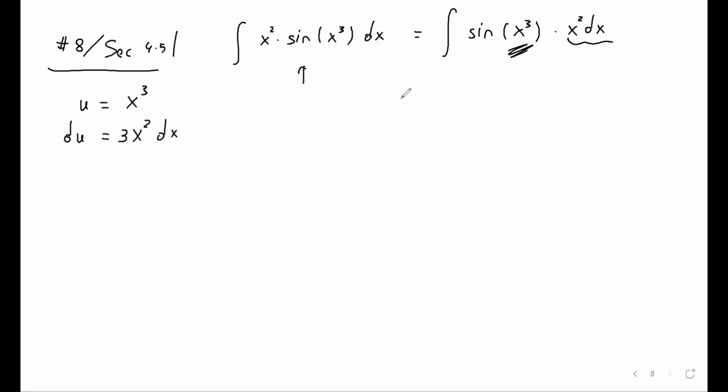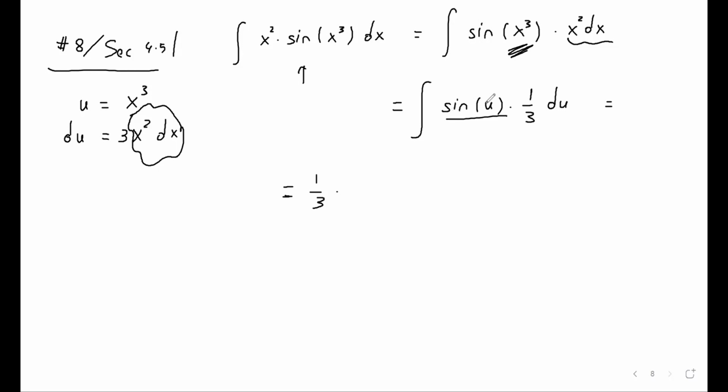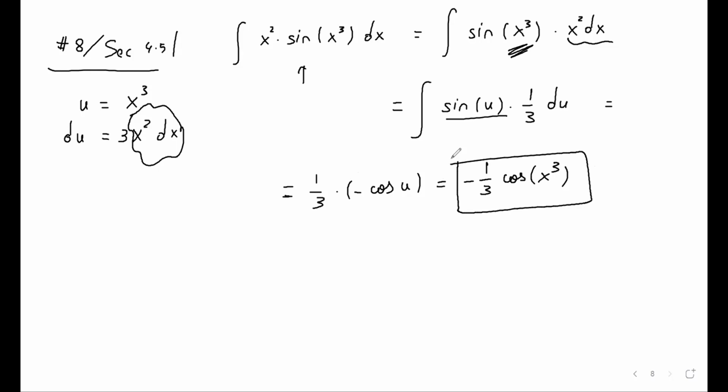And we will see that the substitution here is sine u times, and instead of x squared dx, we will do 1/3 du. So we'll put that there, and then it's straightforward. The 1/3 is there, and then sine u, the antiderivative of that is negative cosine u. Or if you want, negative 1/3 cosine of, now u is x cubed. All right, and that's pretty much the answer to our problem.